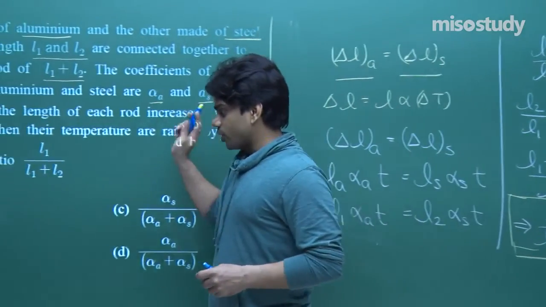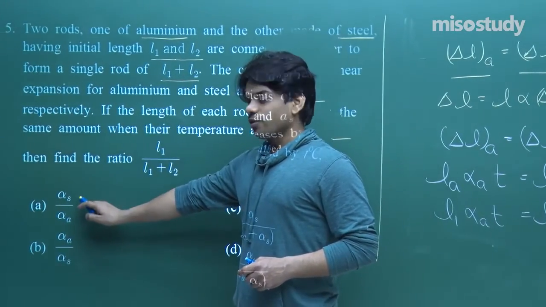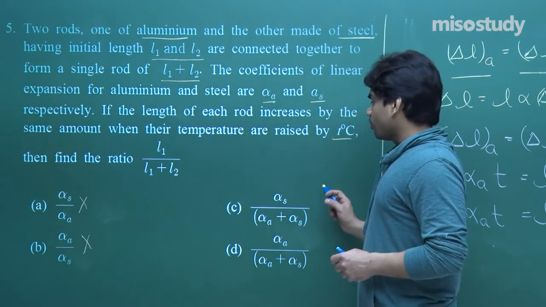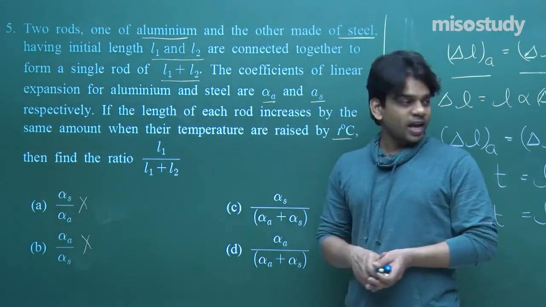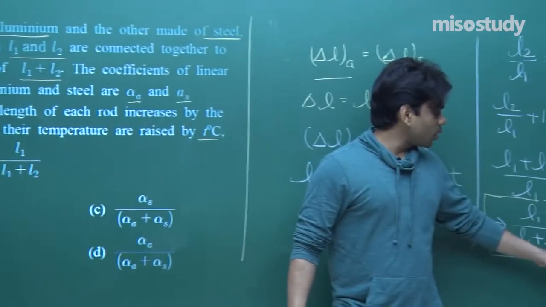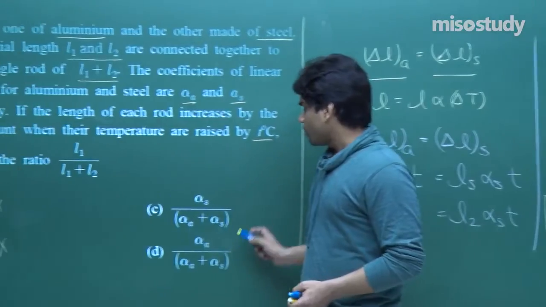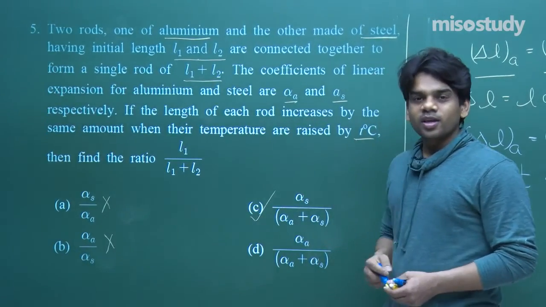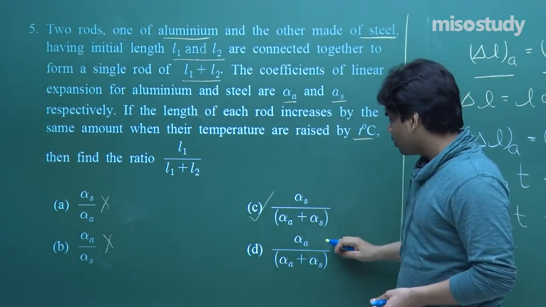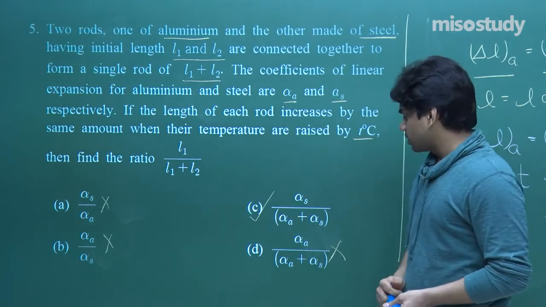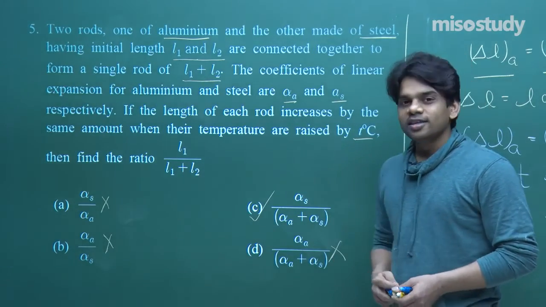Now see here, let's say the first option, alpha S by alpha A, no. B, alpha A by alpha S, no. C, we are having alpha S upon alpha A plus alpha S. You can see here, alpha S upon alpha A plus alpha S, that's the right answer. If you check with option D, alpha A upon alpha A plus alpha S, no, this is not the right answer. This one is the right answer.